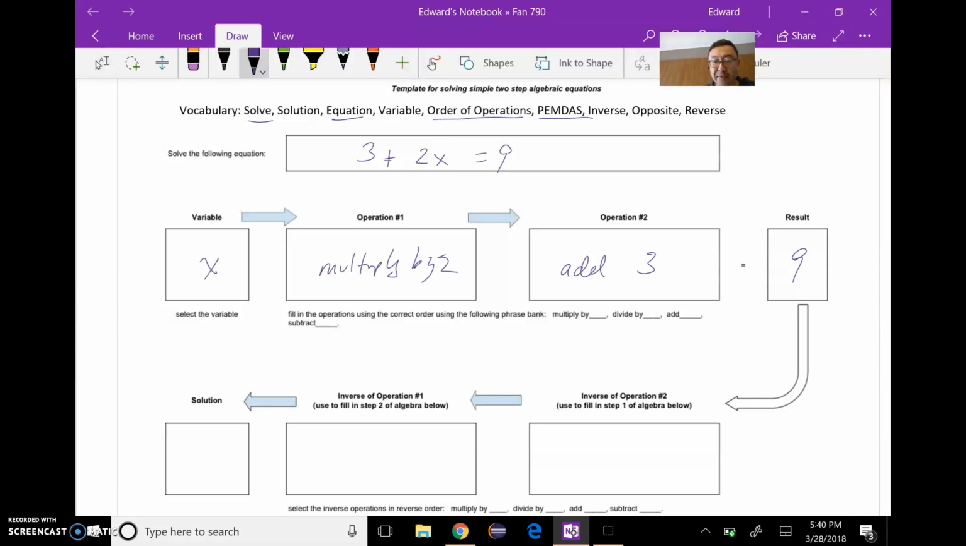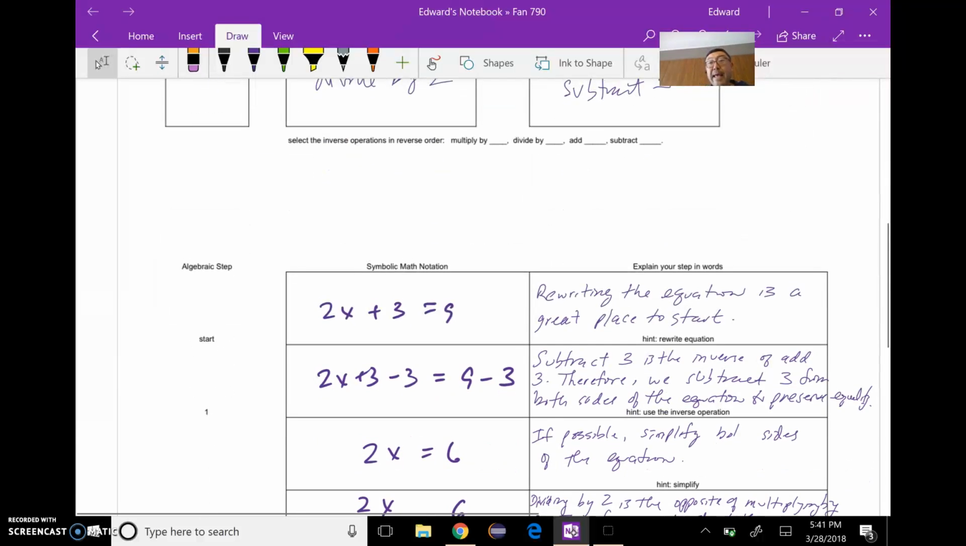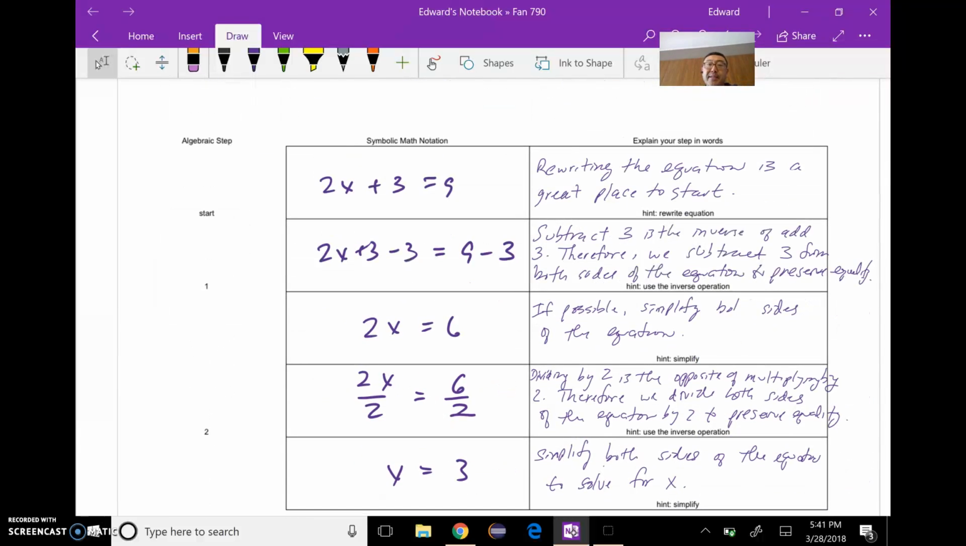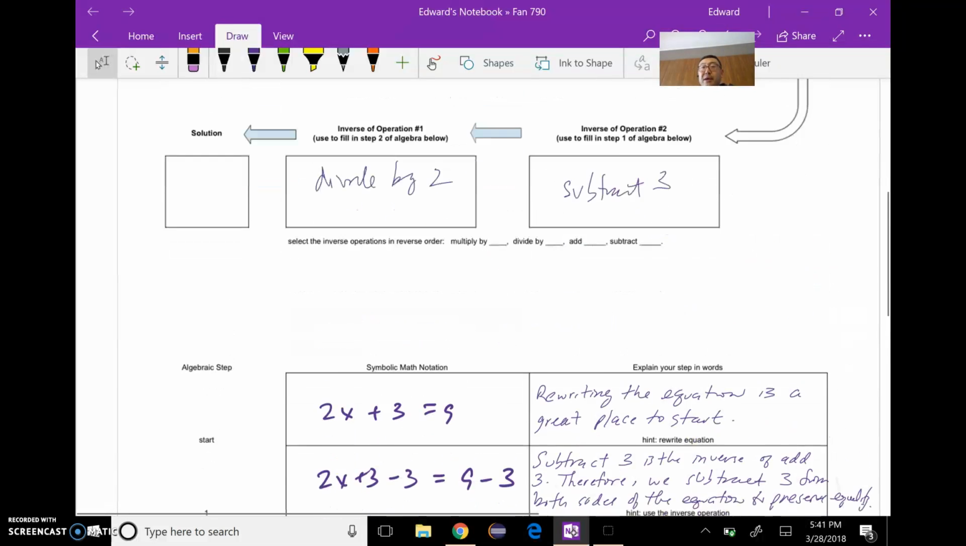So the inverse of add 3 is subtract 3. And the inverse of multiply by 2 is divide. Then I would expect the students to go to the second part of a graphical organizer and list the more traditional algebraic steps, step by step, in the order that they're presented in the original graphical organizer.